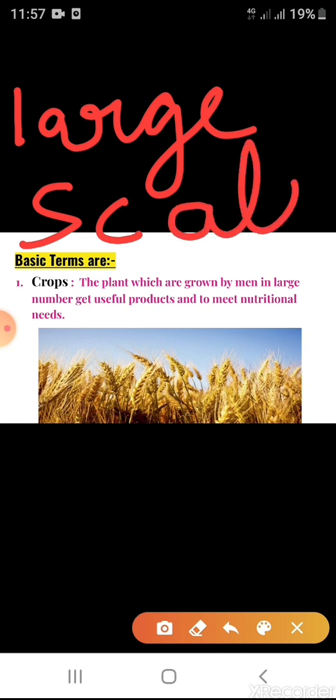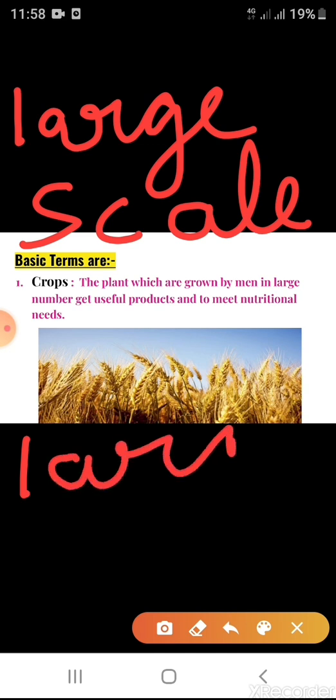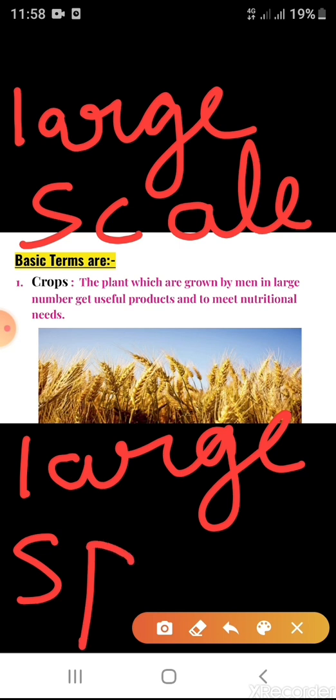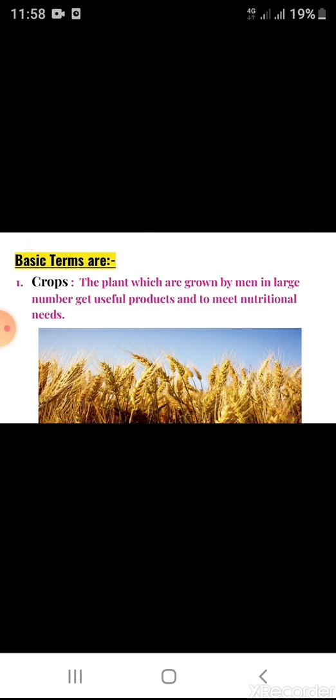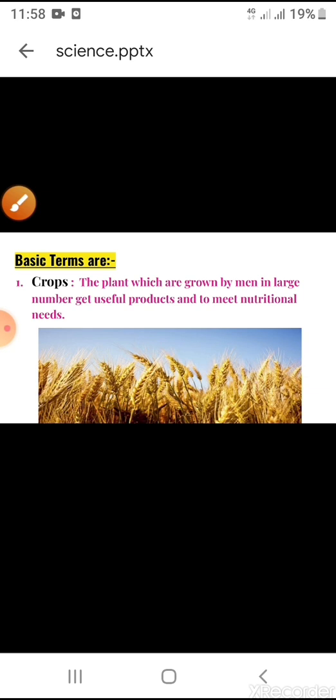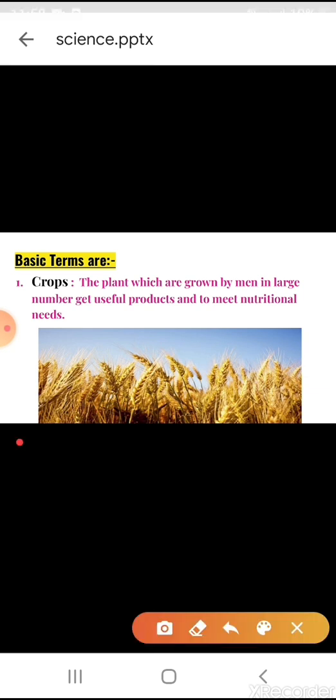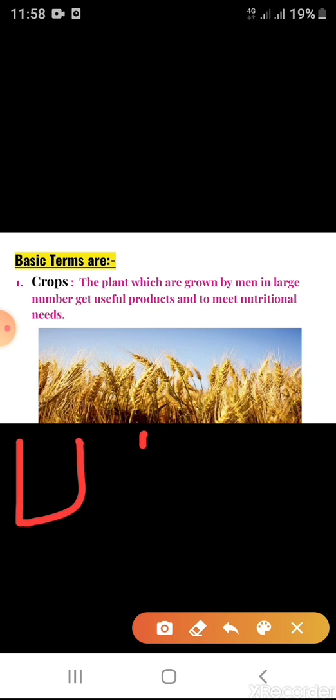Children, here you have to concentrate on two words. First is large scale, and second is large space. When these two conditions are satisfied, we can say that the condition satisfies the term crop.